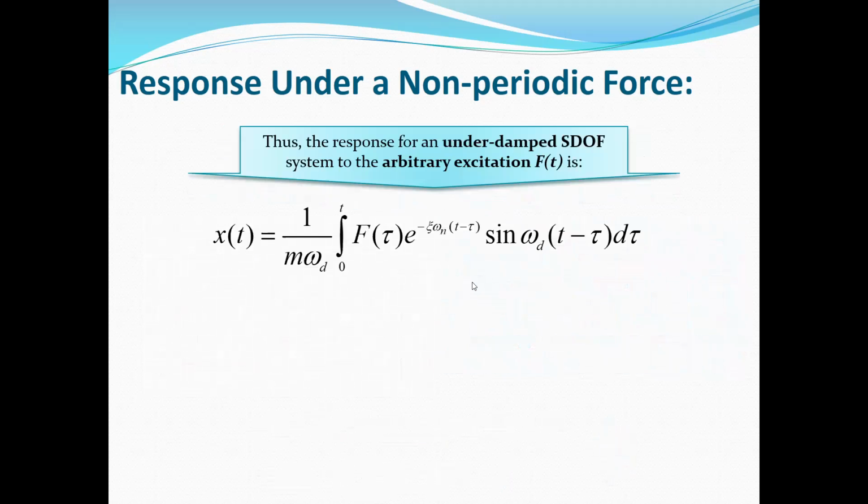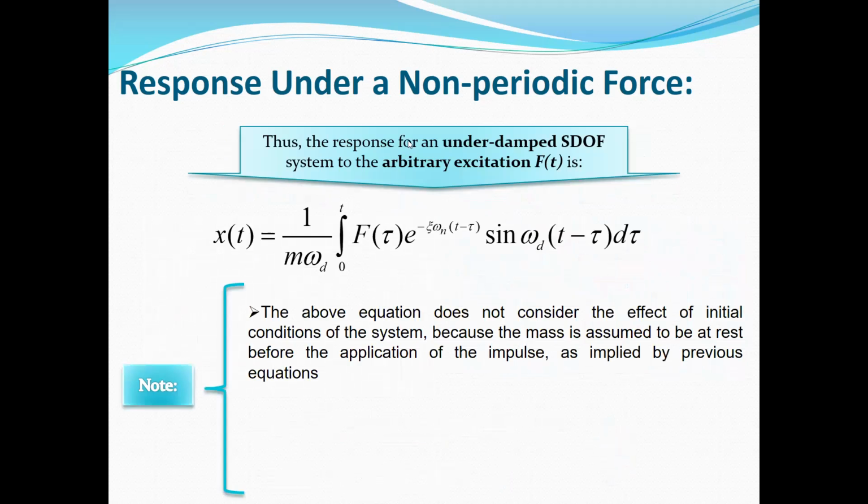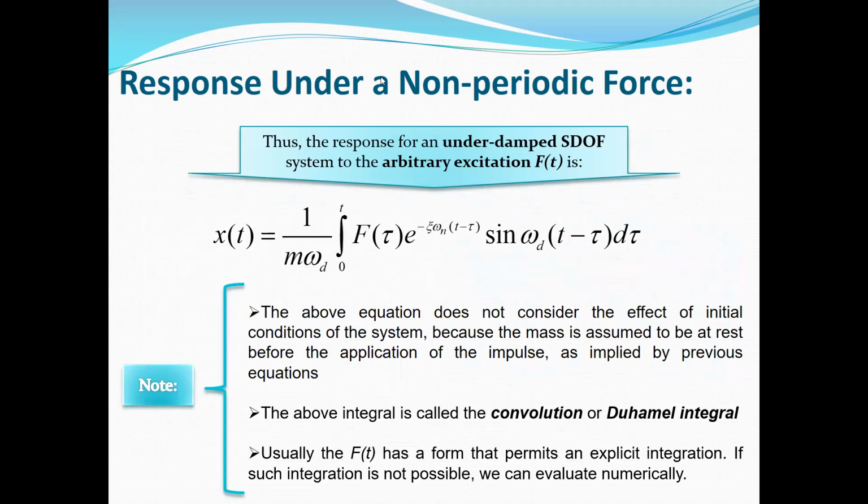Now if you substitute g(t) for your response, you know that g(t) is equal to exponential of minus psi omega n t, sine omega d t, divided by m omega d, in which instead of t you should substitute t minus tau, because this is g(t minus tau). Of course we have divided by m omega d, and now you only need to solve this integral. When you substitute F(tau), you can solve this integral and obtain x(t), the response of the system.